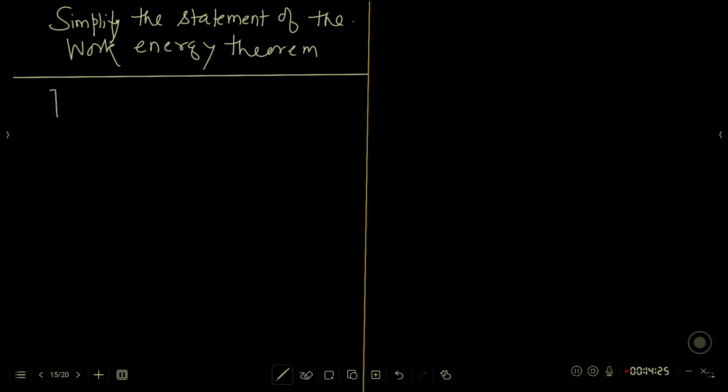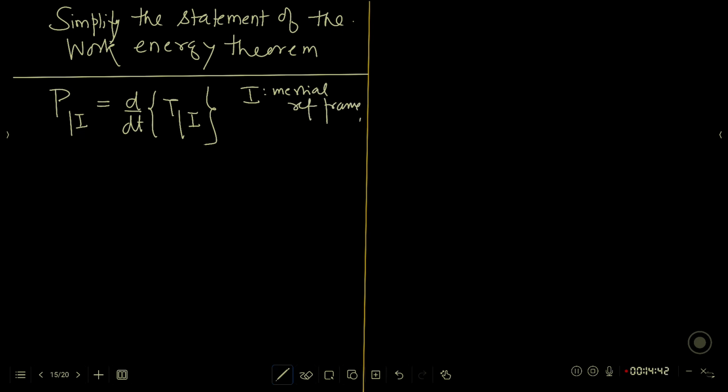What is the statement of the work energy theorem? This is what I derived yesterday. In an inertial reference frame I, Ti is the kinetic energy with respect to frame I, and Pi represents the rate at which all forces of the external force system acting on the RB are doing work on the body.